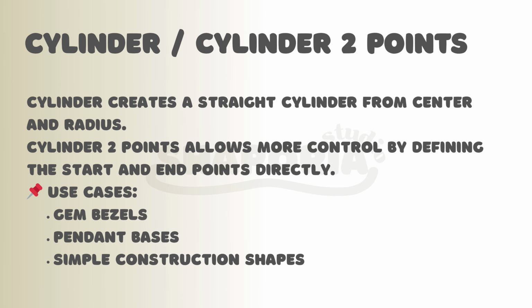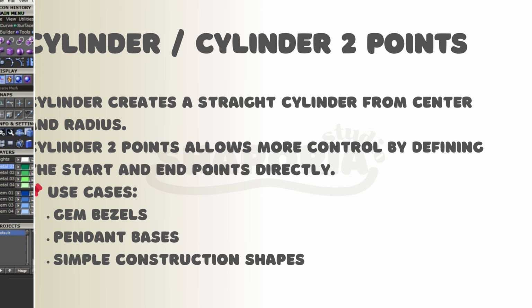Cylinder creates a straight cylinder from center and radius. Cylinder 2 points allows more control by defining the start and end points directly. Use cases: gem bezels, pendant bases, simple construction shapes.